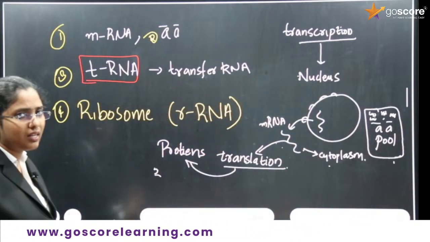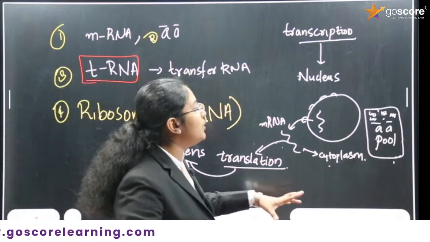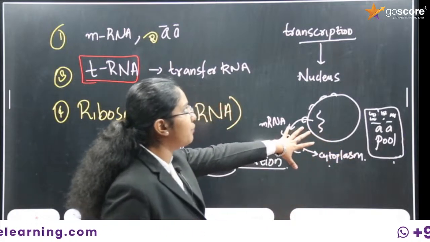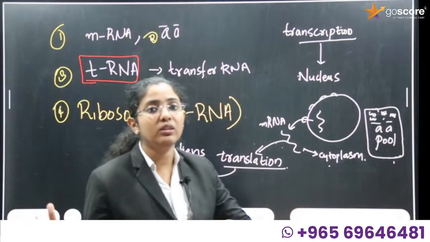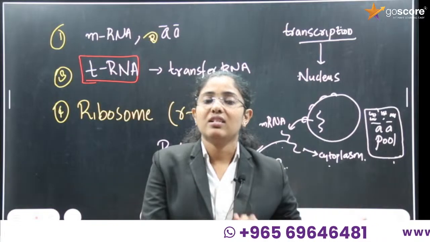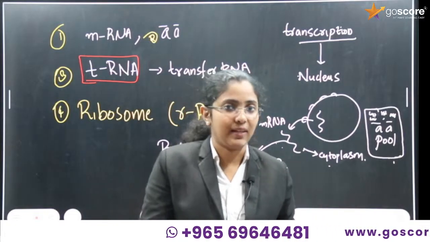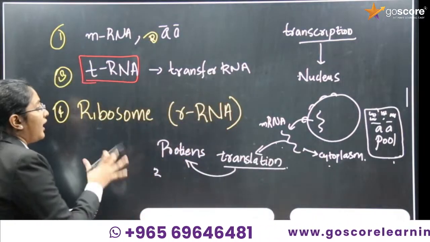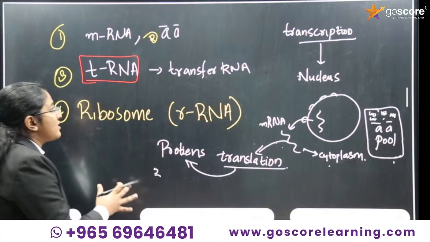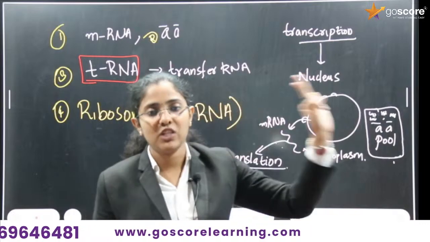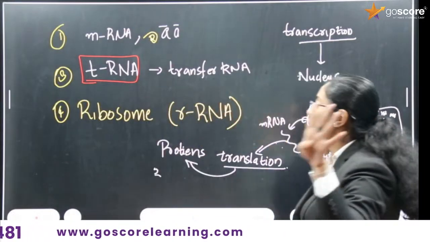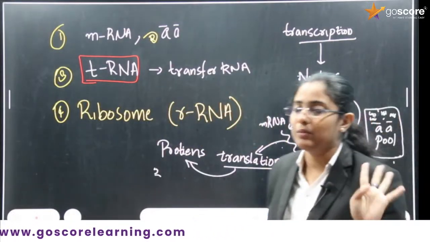What is translation? It is protein synthesis. How is the protein synthesized? This is in the case of eukaryotes. If you are considering prokaryotic translation, both transcription and translation take place simultaneously. So in the case of translation, what are the requirements? It is mRNA, amino acid, transfer RNA, and the last one, ribosomal RNA or ribosomes.